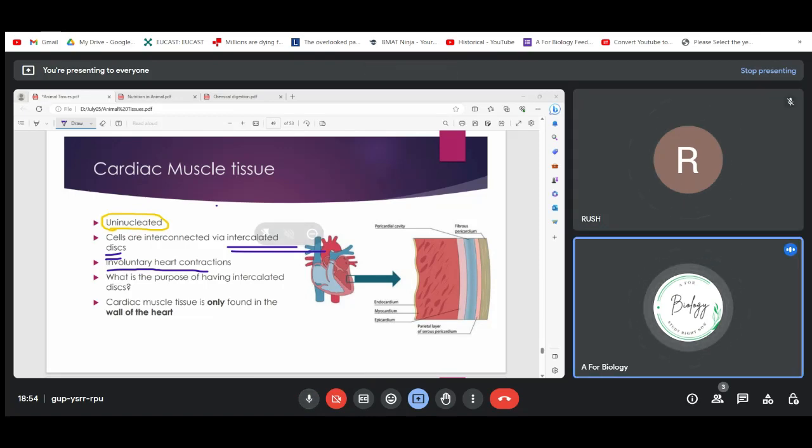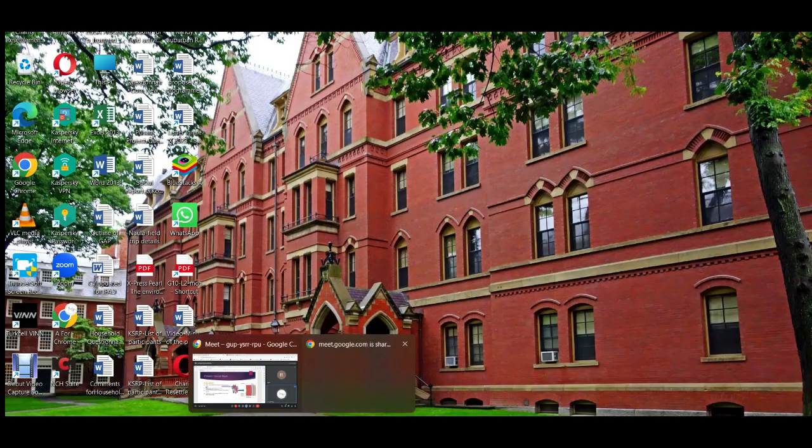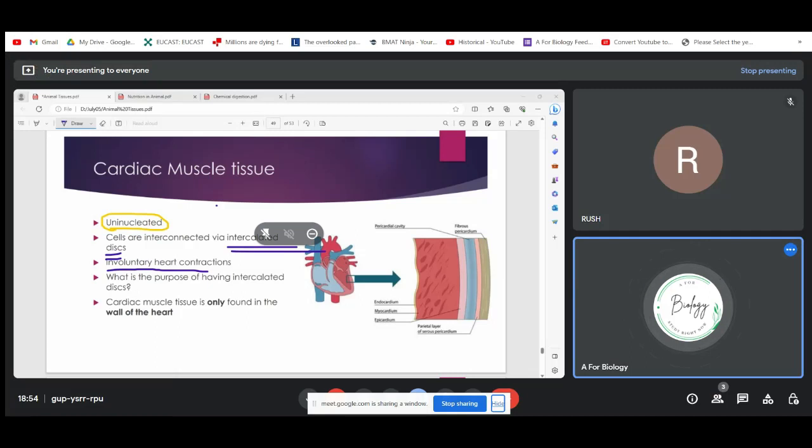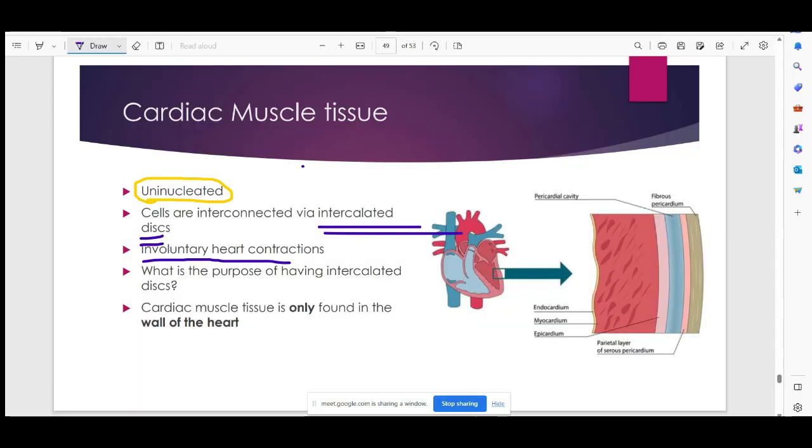Yes, because heart contractions happen automatically, which means that it occurs through myogenic action. The heart has its own way of starting its contractions and conducting them. So that's the uniqueness of the heart. And to help this signal pass from one cell to the other, we have intercalated discs.